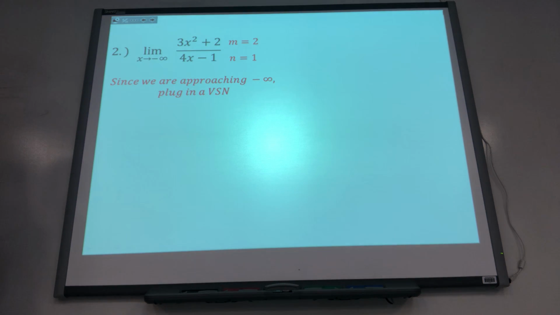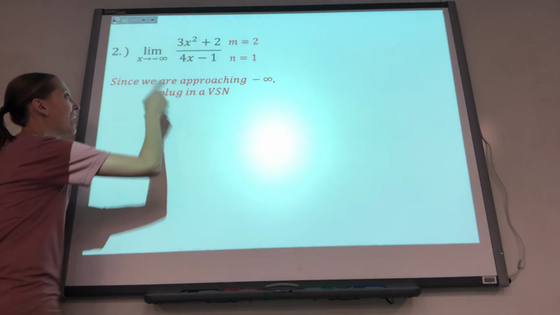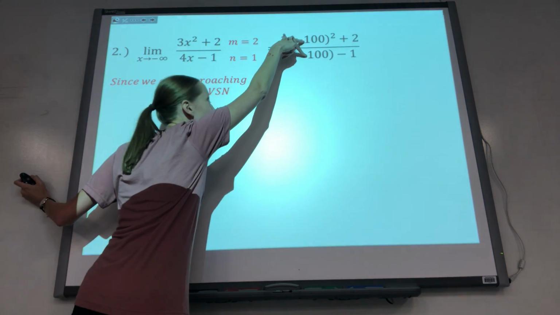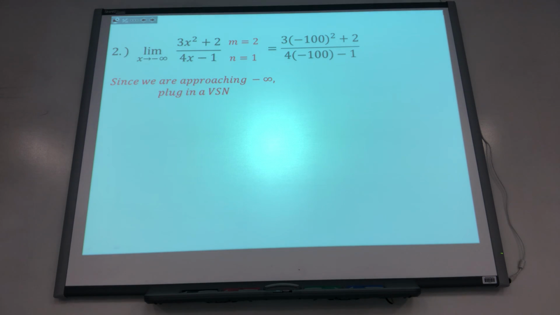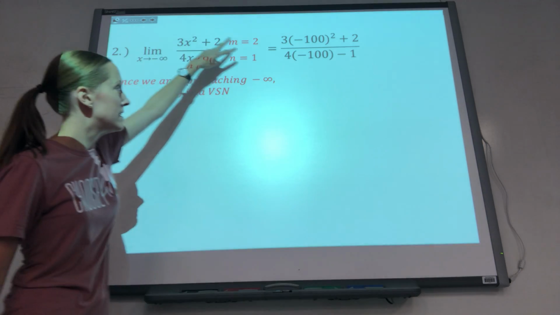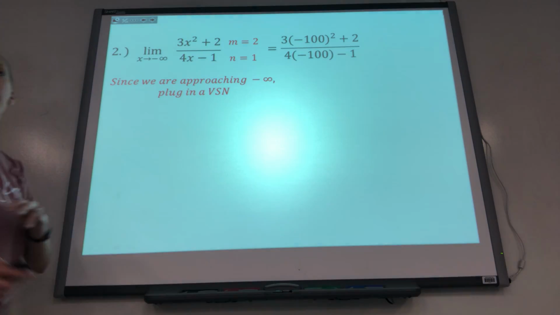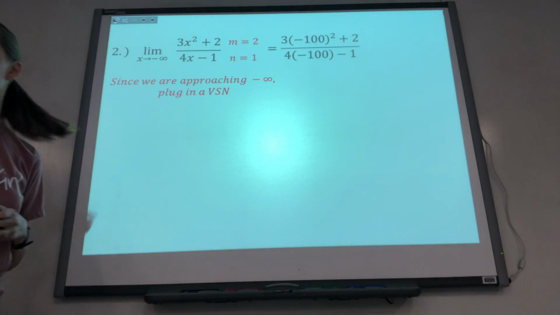Now, you don't have to get real crazy here. To me, a very small number would be maybe like negative 100. I think I went with negative 100. It doesn't have to be that. It could be even smaller, or maybe even a little bit bigger than that. But that's usually my go-to VSN. Very small number, negative 100. So wherever I saw x up there, I plugged in negative 100.